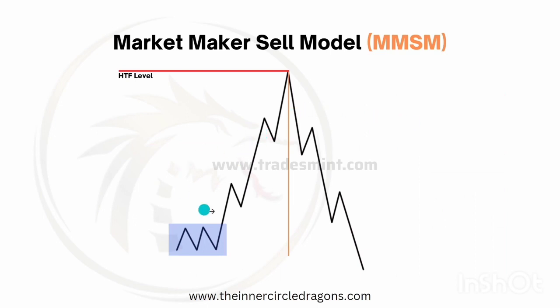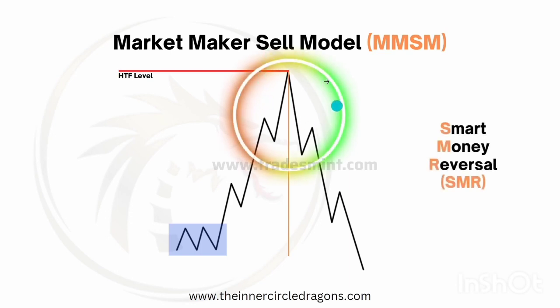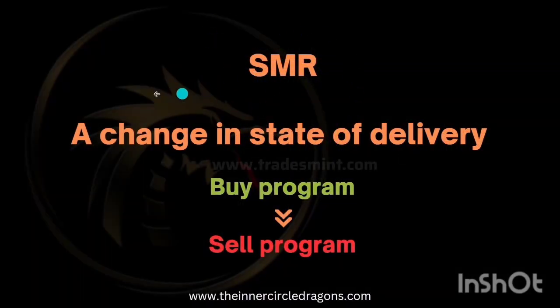So once price had left the initial consolidation and our buy program was underway, offering buy side delivery to our higher time frame level, we then have a reversal known as a smart money reversal or an SMR. So what is a smart money reversal? It is a change in state of delivery. So the algorithm goes from a buy program to a sell program, or a sell program to a buy program. In the case of the market maker sell model, we are going from a buy program to a sell program to have a sell side delivery.